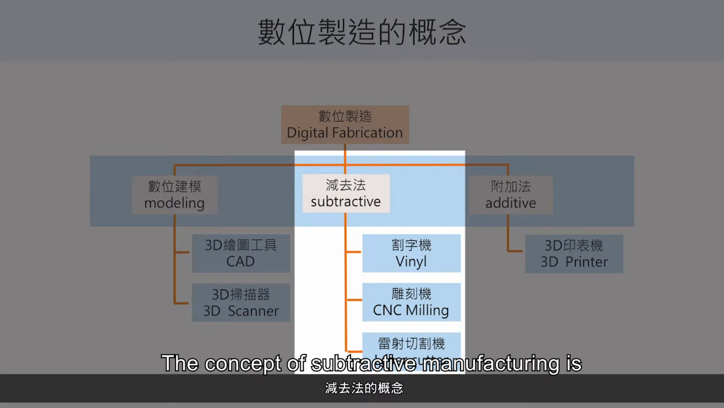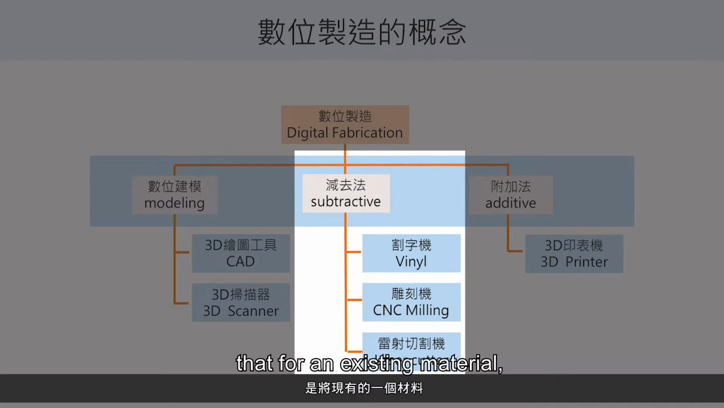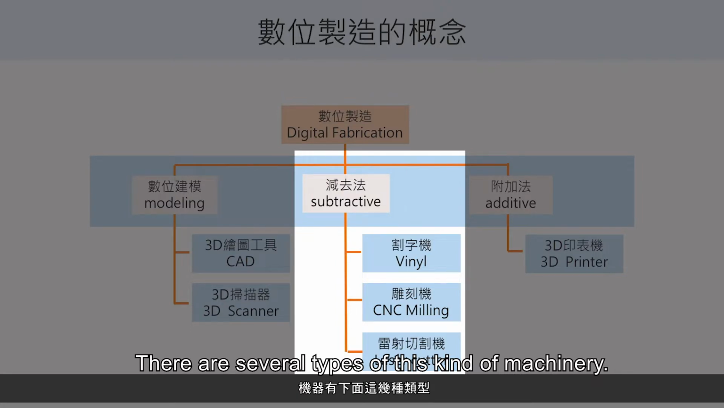The concept of subtractive manufacturing is that for an existing material, which can be a block or a plate, and through cutting methods, we cut out the shape from the existing material. This concept is a subtractive method. There are several types of this kind of machinery.